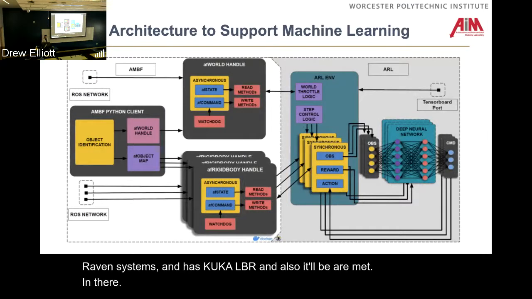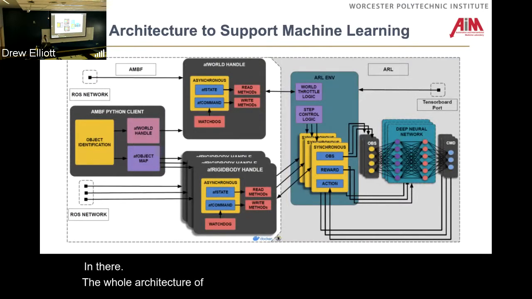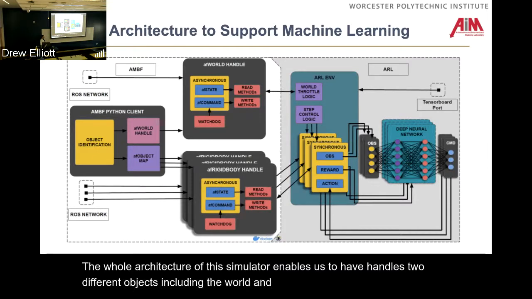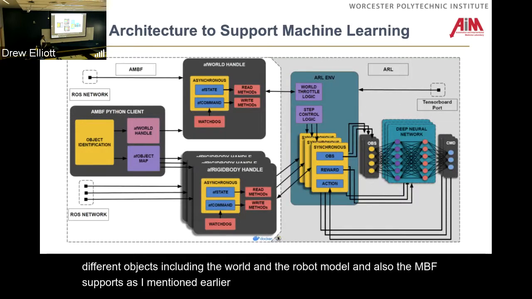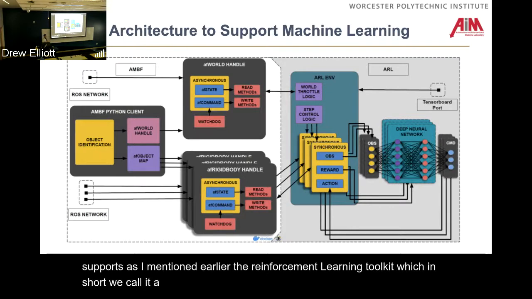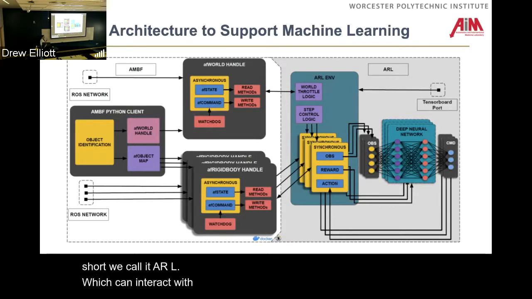The whole architecture of this simulator enables us to have handles to different objects, including the world and the robot model. And also, the AMBF supports, as I mentioned earlier, the reinforcement learning toolkit, which in short we call ARL, which can interact with the objects within the simulator.